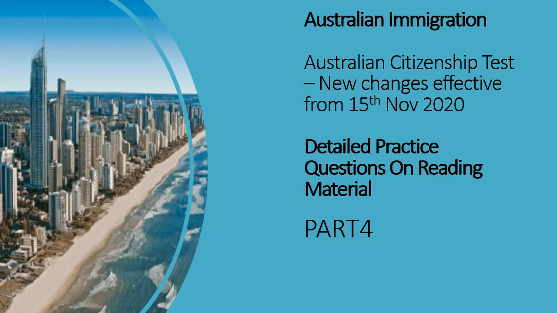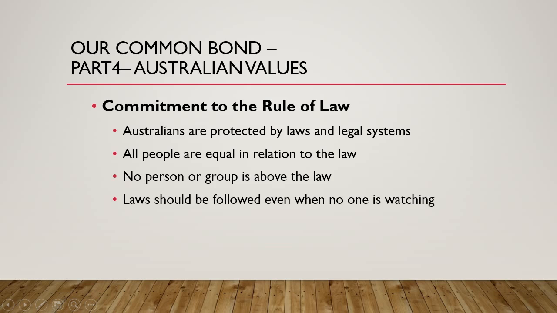This is part 4 of the Australian Citizenship Test practice materials and topics. So we'll start with the topics. It is from our common bond document. It is the part 4, which is the Australian values.